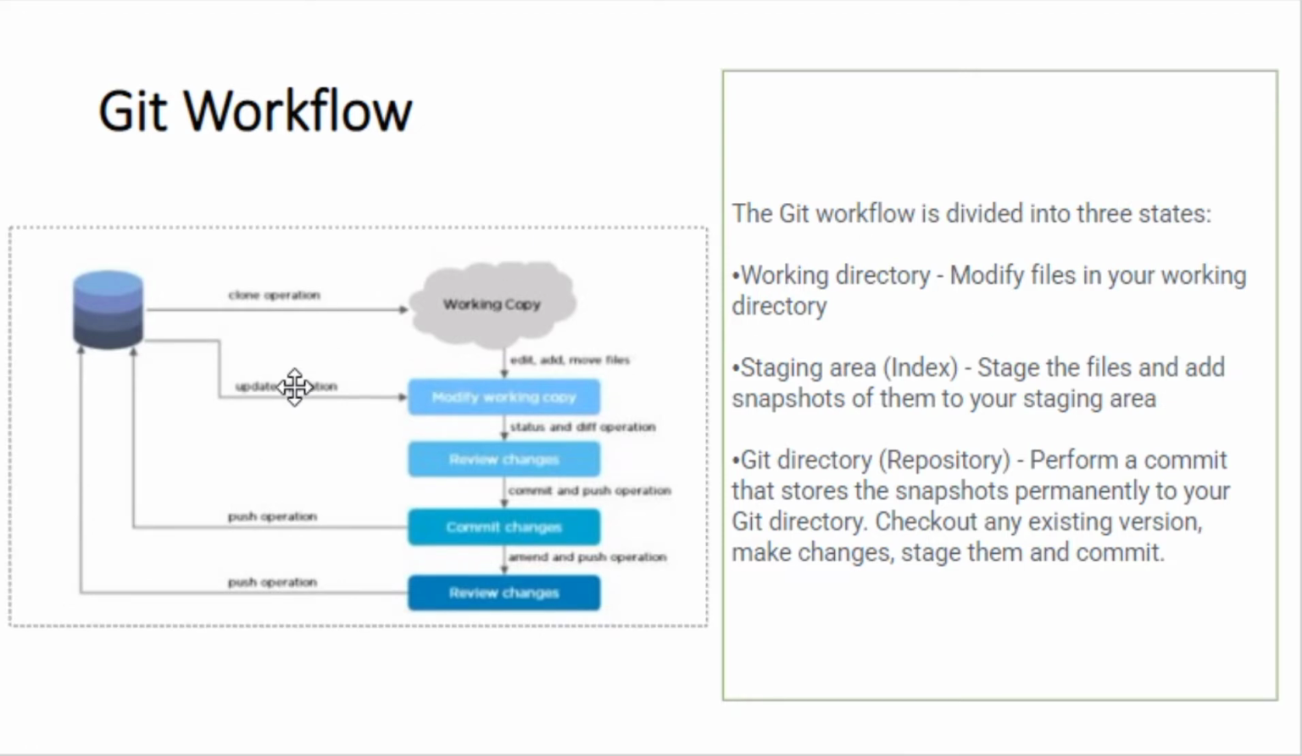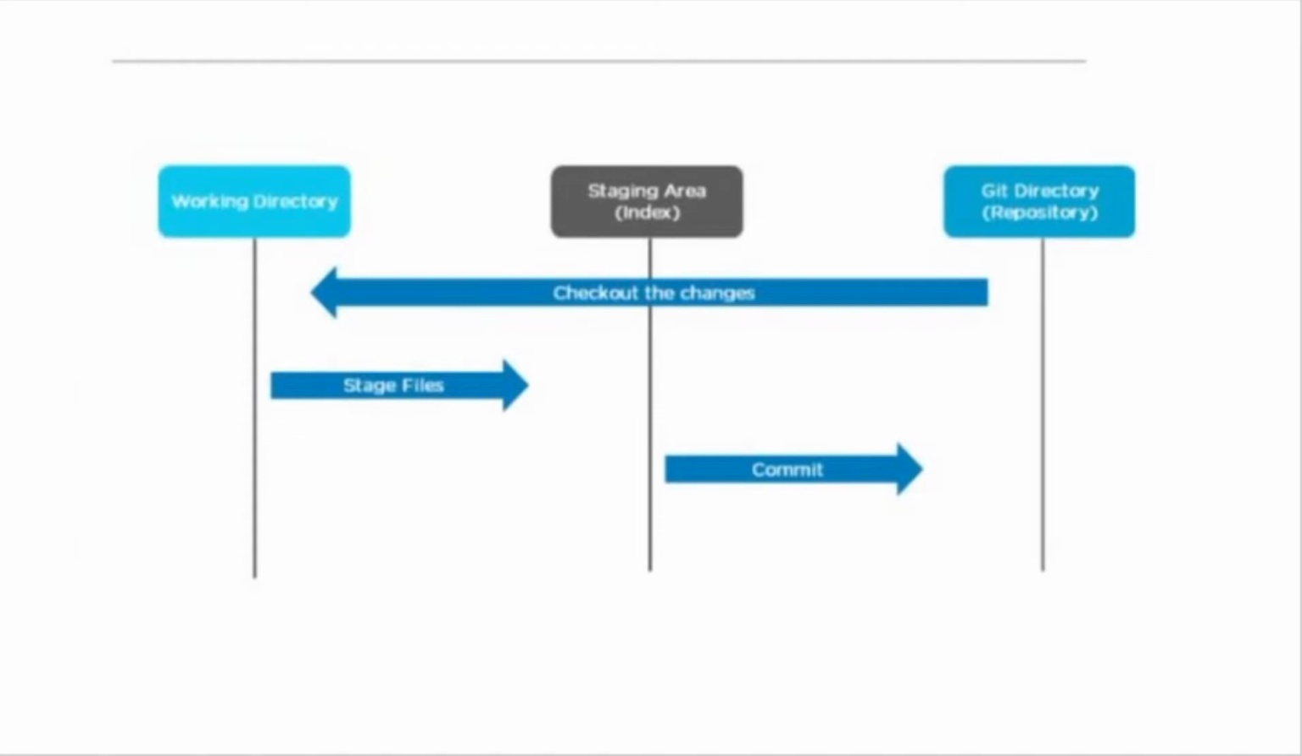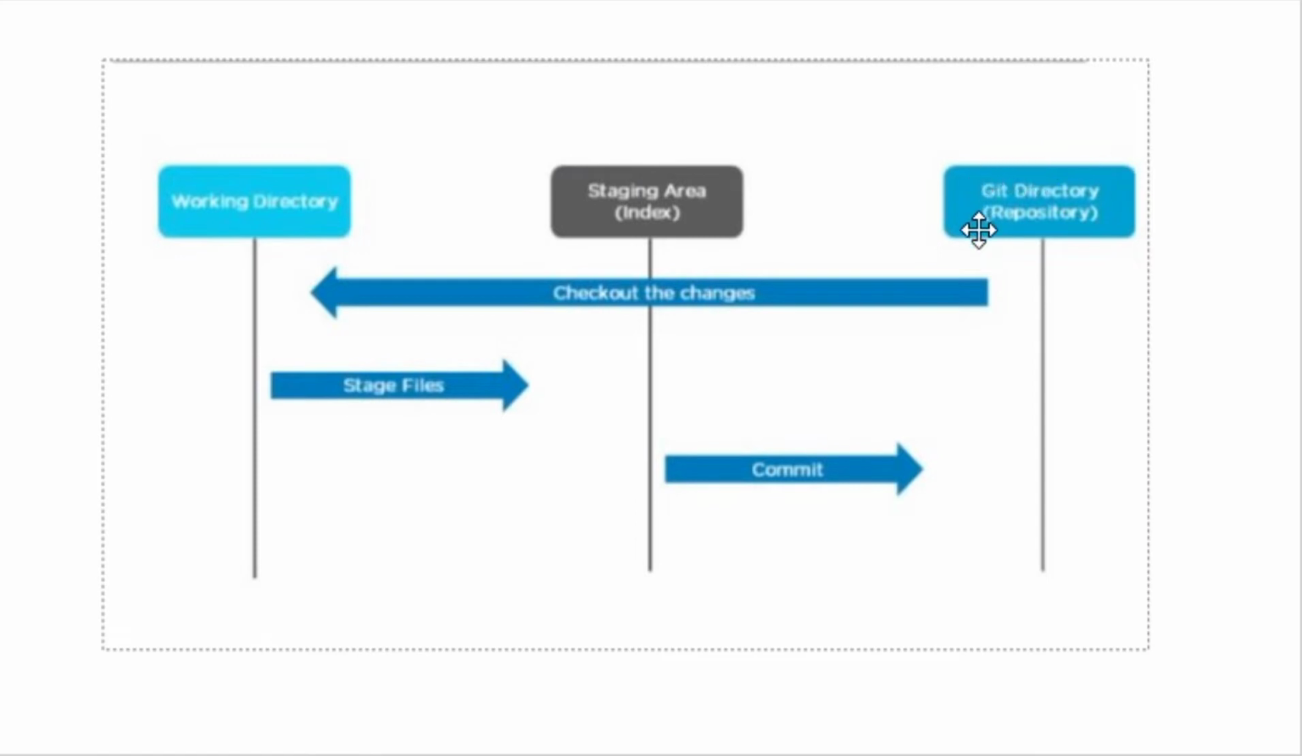So we will see the three-state diagram. Next slide. See here. First we have a working directory, then a staging area, then we have the Git directory or repository. So first we have to clone or check out the code from the server to our local machine. Then you will do all the changes, all the modifications, and you push those files to the staging area, and from the staging area you will commit those changes to the Git directory or repository.